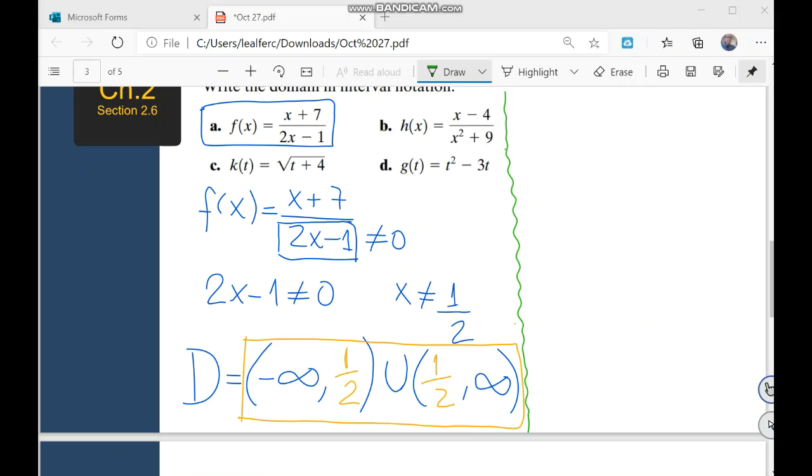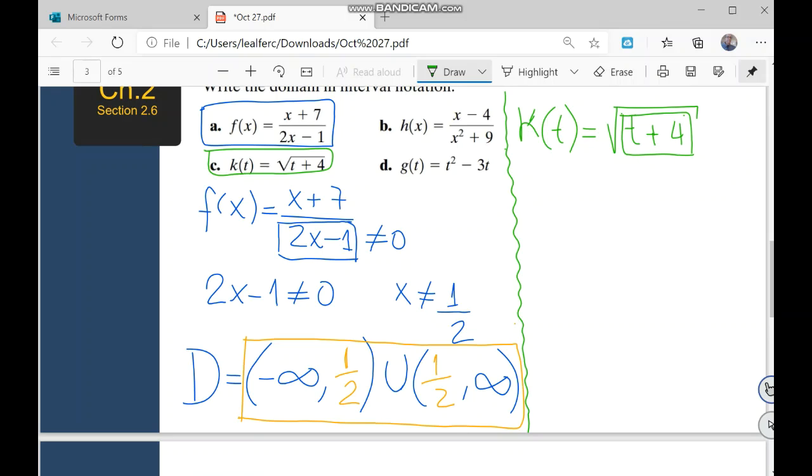Let's check the other situation here. The other situation is this. We have k, and we have only these two situations, with no denominator and with the square root of t plus 4. We don't want this t plus 4 here to be negative. We want this to be equal to 0 or positive. So we want t plus 4 to be greater or equal than 0. That means t greater or equal than negative 4. Okay? T is supposed to be greater or equal than negative 4.